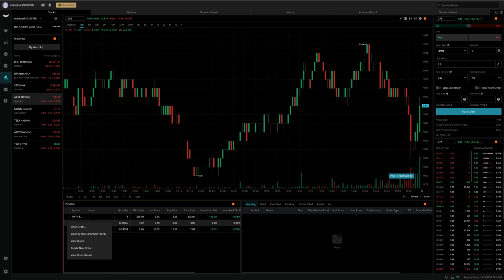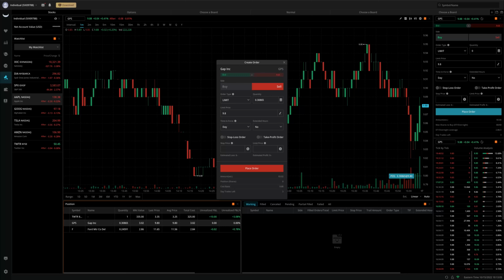Let's click close order. The pop-up window comes up with pre-filled quantity and limit price. That way you can easily and quickly exit your positions. Basically, this is how you buy and sell stocks on the Webull trading platform.